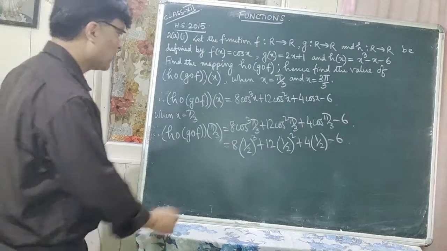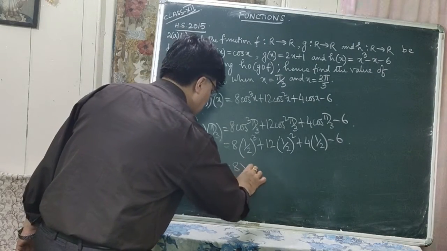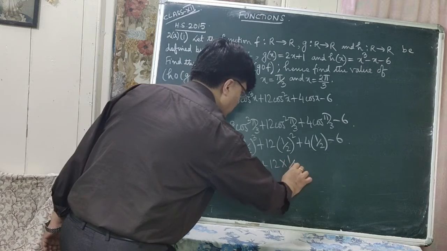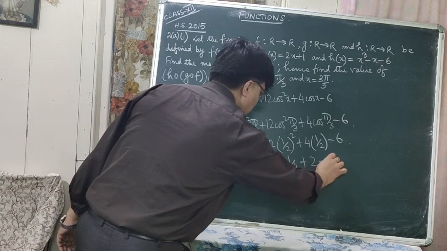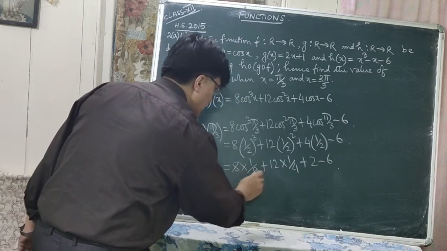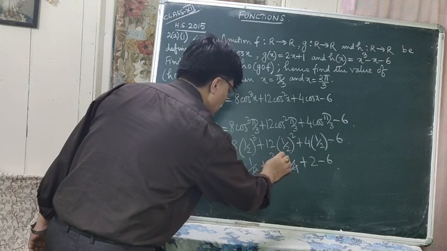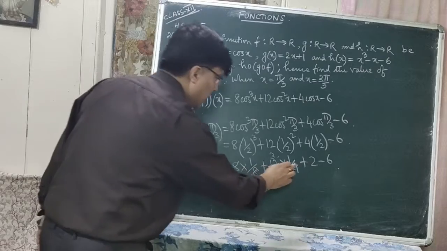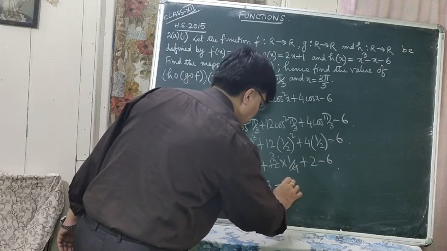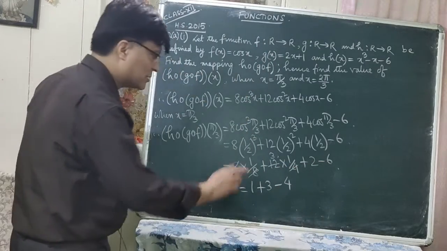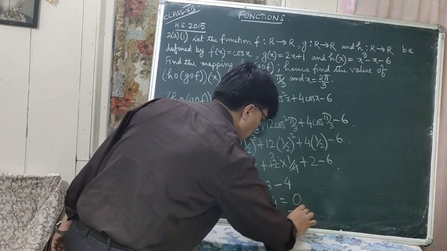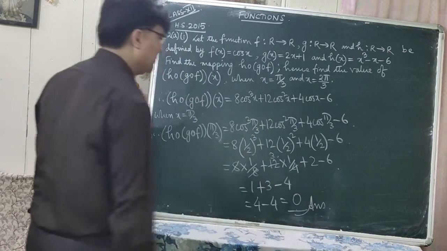Is that clear? Now you can simplify it further. 8 into 1 by 8 plus 12 into 1 by 4 plus this is 2 minus 6. So 8 here gets cancelled. 4 1s are 4, 4 3s are 12, which is equal to 1 plus 3. This is 1 plus 3, and this is plus 2 minus 6 is minus 4, isn't it? Plus 2 minus 6 is minus 4, which is equal to 4 minus 4 is equal to 0. So this is the answer.